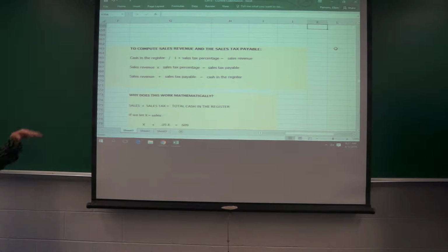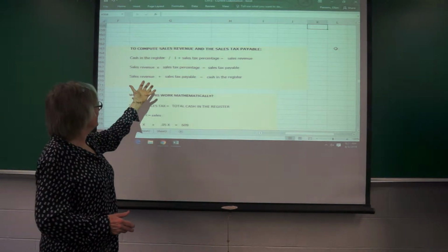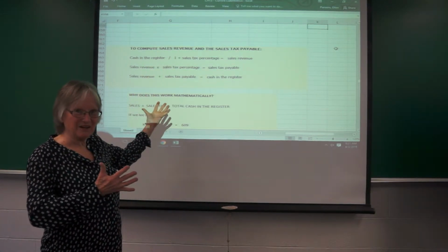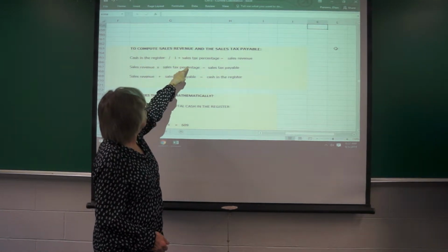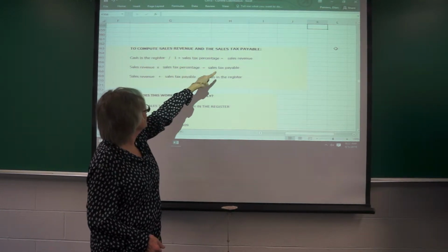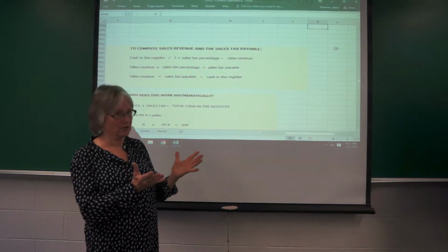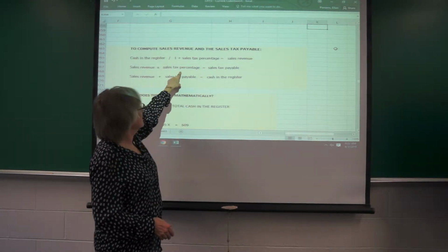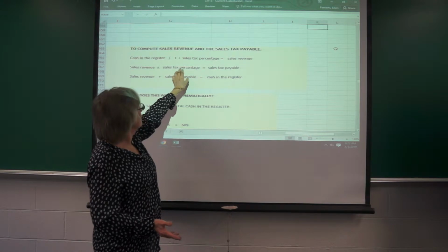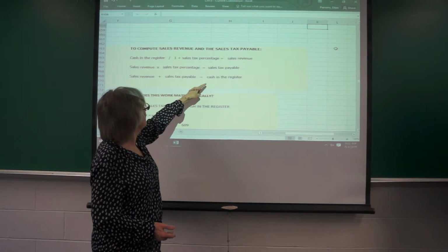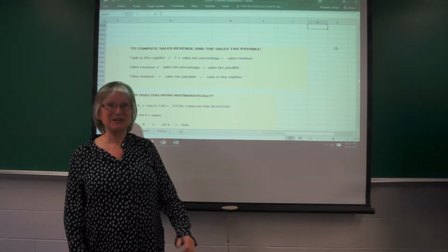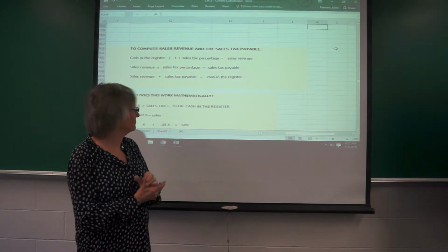And so this is sort of verbally how things happen, and these are the equations that should add up when you're done. So you take the cash in the register, divide it by 1 plus the sales tax percentage to get sales revenue. So far, so good. Sales revenue times that 0.05 gives you the payable. And then this revenue plus the sales tax payable should get you right back to the cash in the register, because that's what's there. Okay.